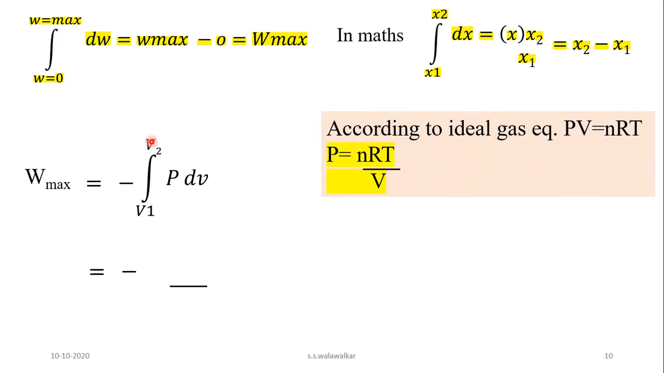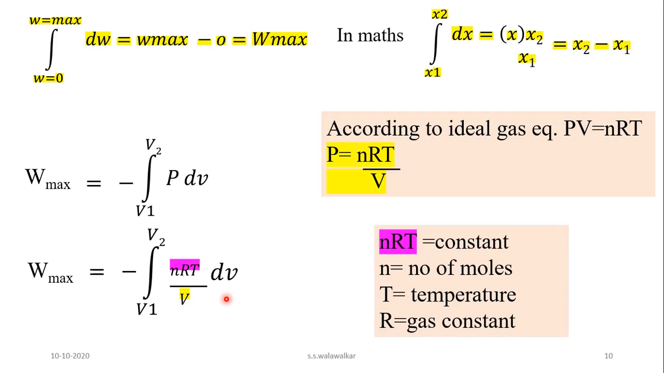And you know that we have an enclosed ideal gas, and therefore according to the ideal gas equation, PV is equal to nRT. Therefore P is equal to nRT divided by V. So if you substitute this term in this equation, we get w max, that is maximum work, is equal to minus, we substitute the value of P, that is pressure. So P is equal to nRT upon V. So nRT upon V into dV between limits V1 to V2.